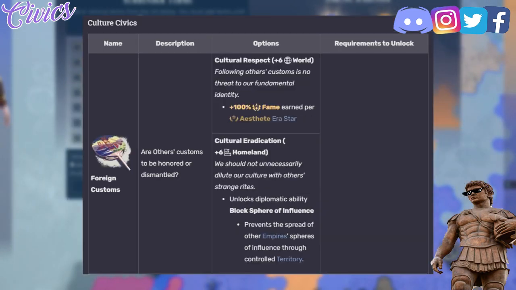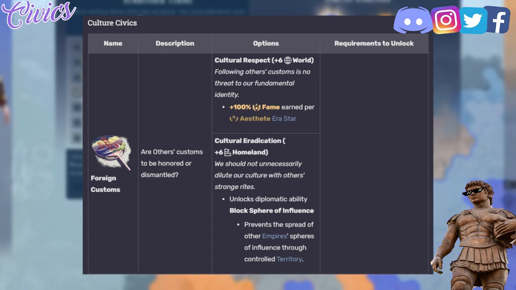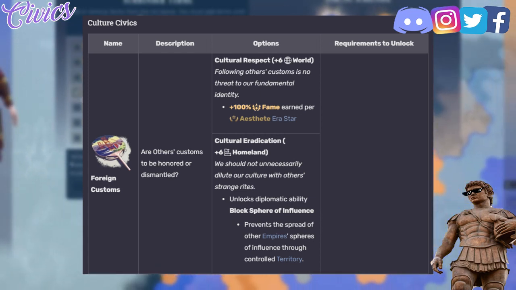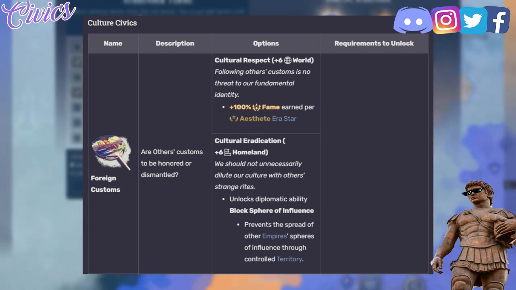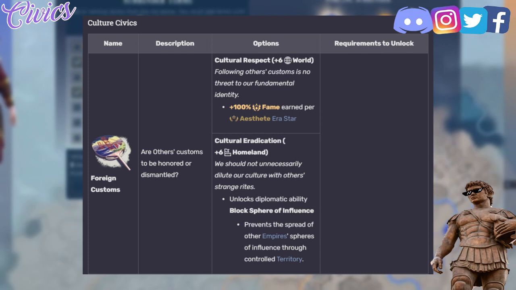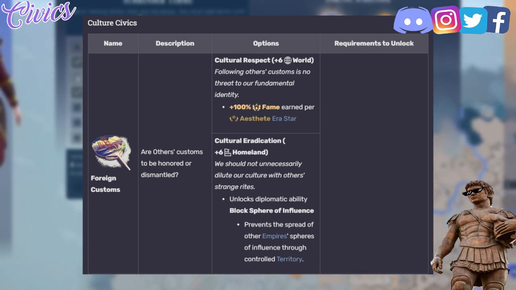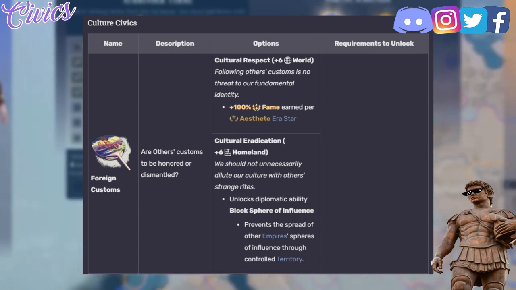Culture civics. Foreign customs. Are others' customs to be honored or dismantled? Option A, cultural respect, +6 world: following others' customs is no threat to our fundamental identity. Receive +100% fame earned per STD star. Option B, cultural eradication, +6 homeland: we should not unnecessarily dilute our culture with others' strange rites. Unlocks diplomatic ability blocks fear of influence. Prevents the spread of other empires' spheres of influence through controlled territory.